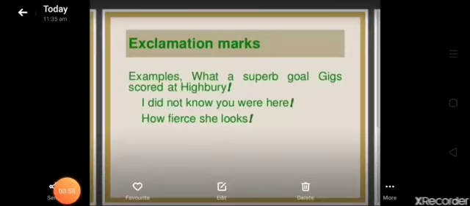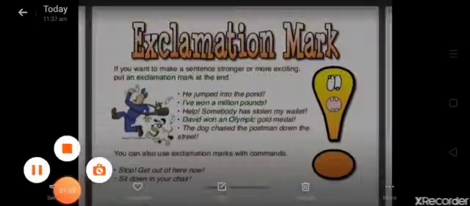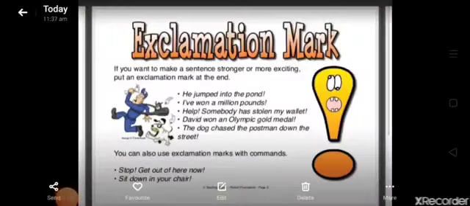Exclamation marks, we have in this clip lots of examples. What a superb goal Giggs scored at Highbury! I did not know you were here! How fine she looks! These are the examples of the exclamation mark. You can see more examples of the exclamation mark in this image.